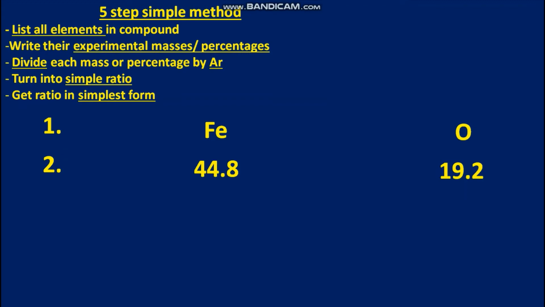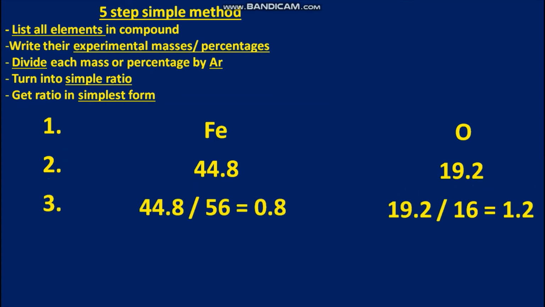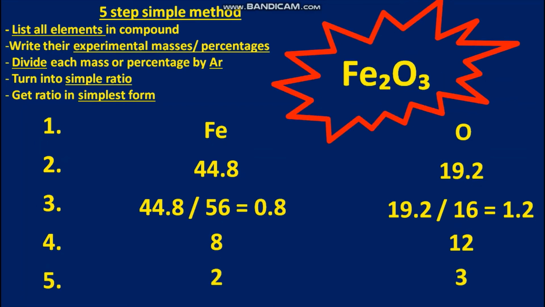So then we want to do 44.8 divided by 56 because 56 is the atomic mass of iron, and that makes 0.8, and the atomic mass of oxygen is 16. If you do the same, 19.2 divided by 16, that's 1.2. So then you want to turn it into a simple ratio. What I've done is times both by 10. So now you have whole numbers, so it's easier. So we have 8 on the left and 12 on the right. And we can simplify that because both of them divide by 4. And so that would mean 2 and 3. And so we are given Fe2O3, or iron(III) oxide.